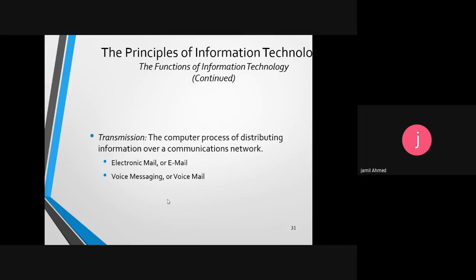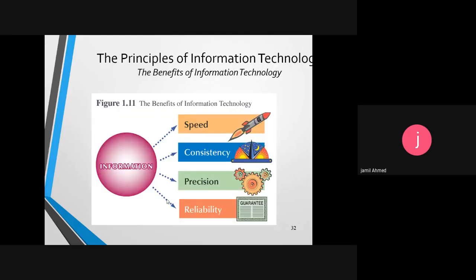Then voice messaging is the good example we have discussed. But the main thing was that speed, consistency, precision, and reliability are the key components, because we can't compromise upon the speed. Whatever the device, we have to focus that speed should be there in the information. There should be no barrier in the speed and consistency. Either it is 10 kbps, but it should be consistent, means regular. There will be no fluctuation in the consistency and precision.